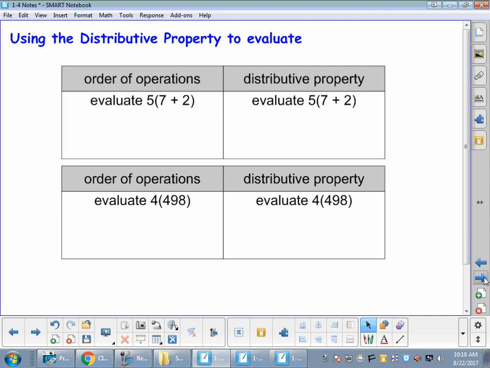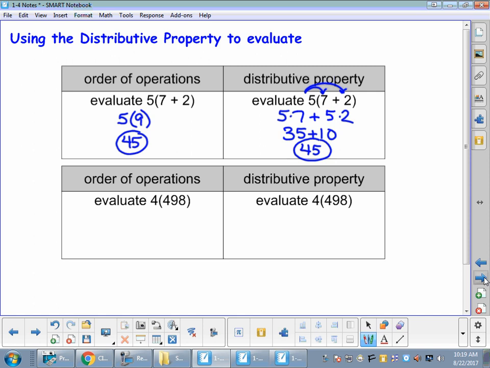So if I look at the first one here, order of operations would tell me that I have to add the 7 and 2 first. That makes 9. And then 5 times 9 is 45. Using the distributive property, I could do the same thing, but not add 7 plus 2, but simply distribute the 5 through. So 5 times 7 first, plus 5 times 2, which gives me 35 plus 10. In the end, we get the same answer. So I made it an extra step there. I probably wouldn't have to make that extra step.